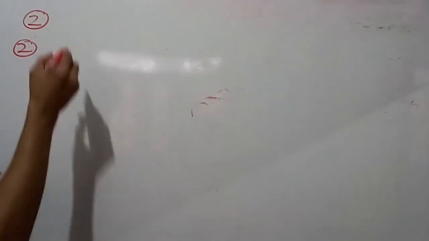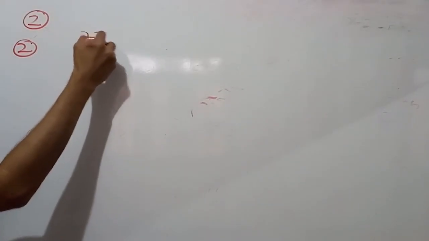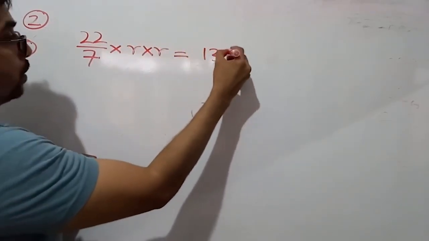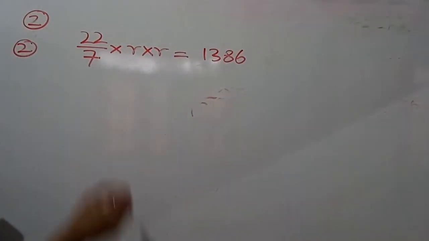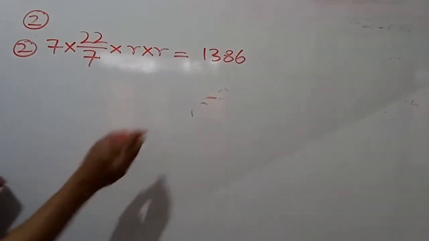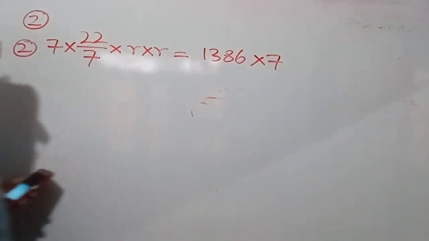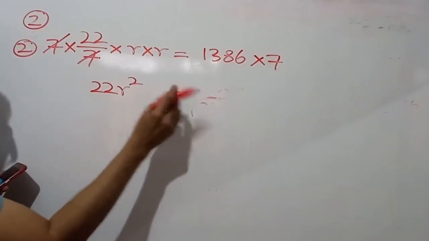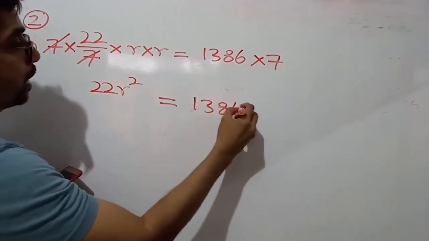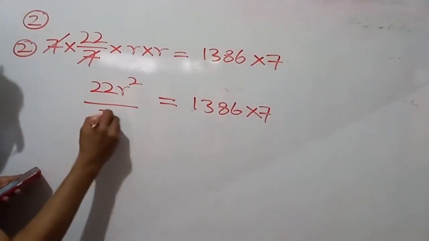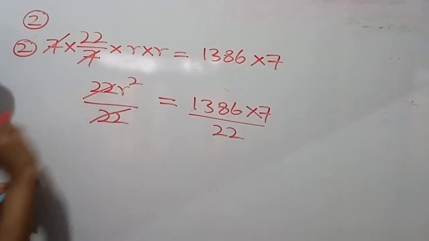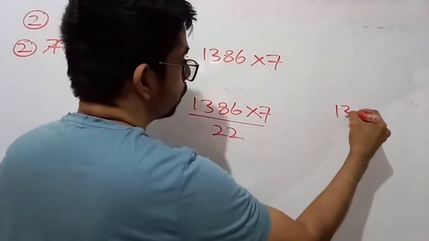Now the area is 1386. Okay. So πr times r equals 1386. So just as before, I will multiply this side by 7. Do the same thing to the other side. So here I can cancel out the 7. So 22 r squared equals 1386 times 7. So I will divide this side by 22. Do the same thing to the other side. So cancel out 22. So we will take 1386.